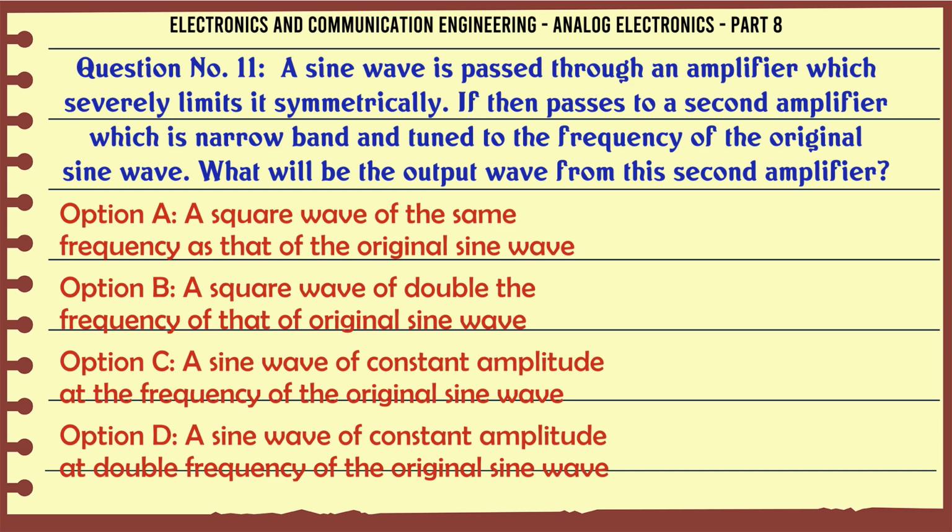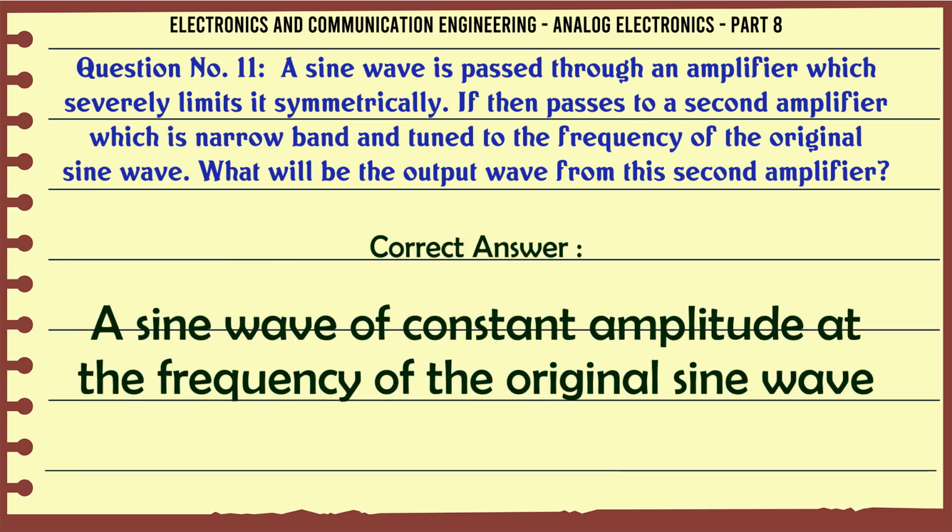A, a square wave of the same frequency as that of the original sine wave. B, a square wave of double the frequency of that of the original sine wave. C, a sine wave of constant amplitude at the frequency of the original sine wave. D, a sine wave of constant amplitude at double frequency of the original sine wave. The correct answer is a sine wave of constant amplitude at the frequency of the original sine wave.